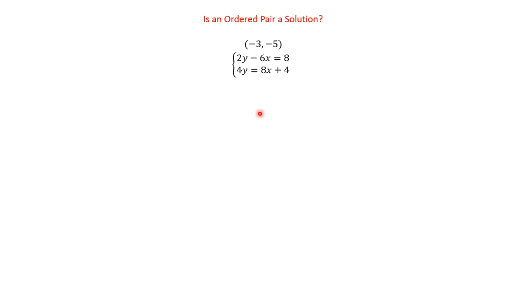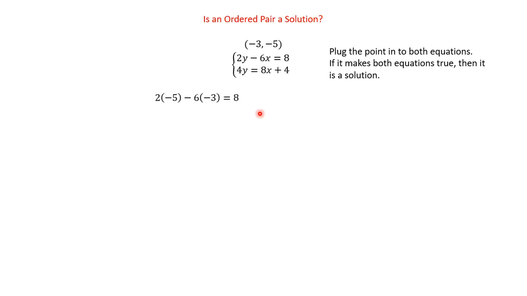To do that, we just need to plug the point into both equations, separately. If it works for both, if it makes both of them true, then it is a solution. If at least one of them does not work, it's not a solution. And so let's plug it into the top one. 2 times y, well, y is -5, minus 6 times x, which is -3, equals 8.